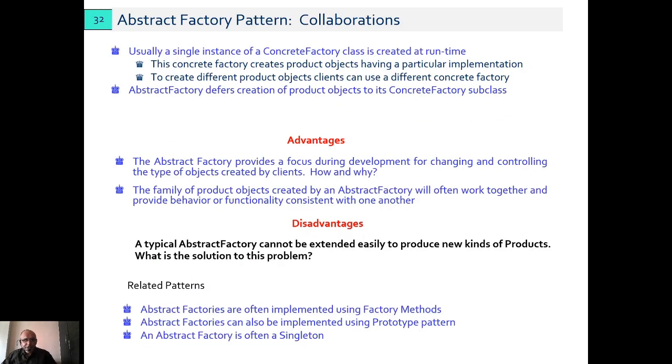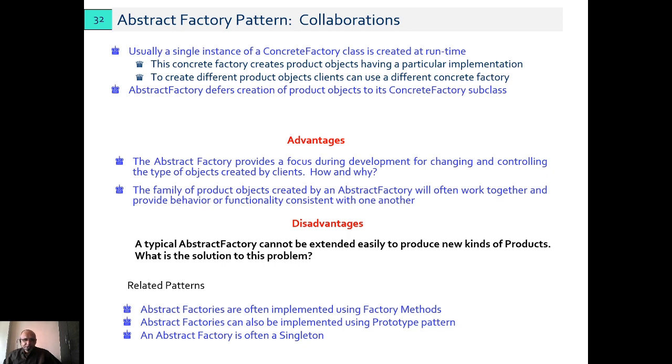What are the benefits? The abstract factory provides a focus during development for changing and controlling the types of objects, and the family of objects created by the object factory will work together because they are bound by the principle of delegation.